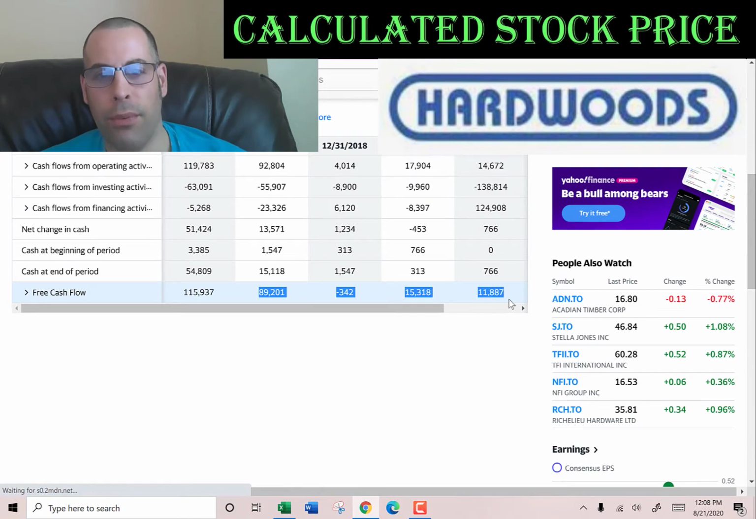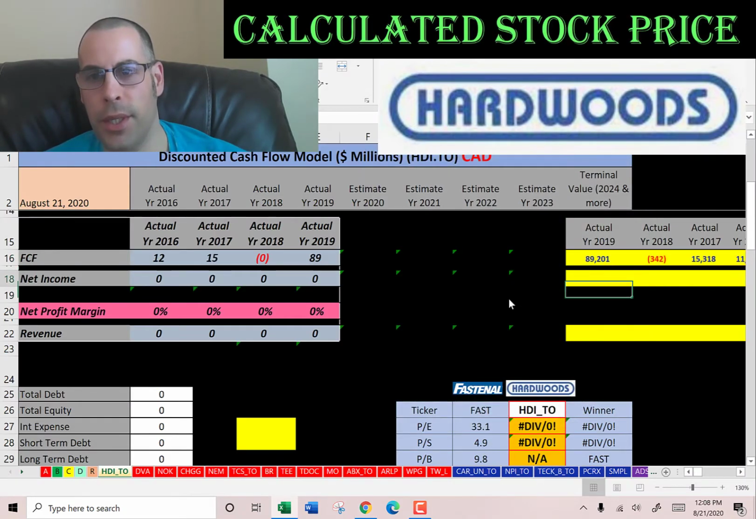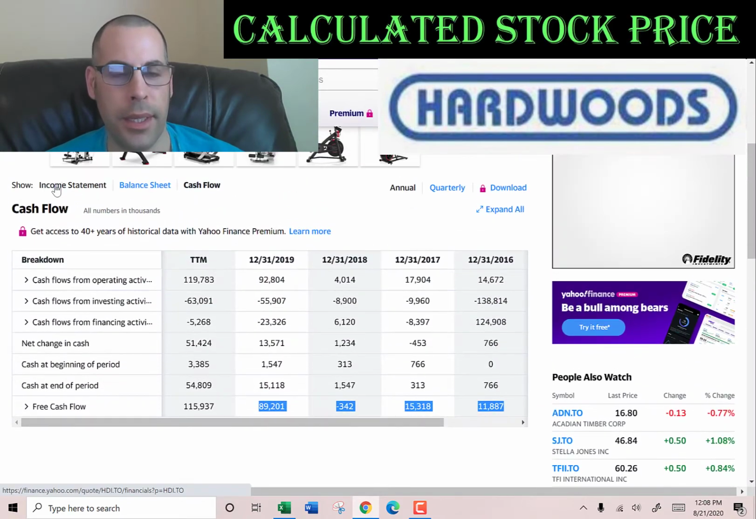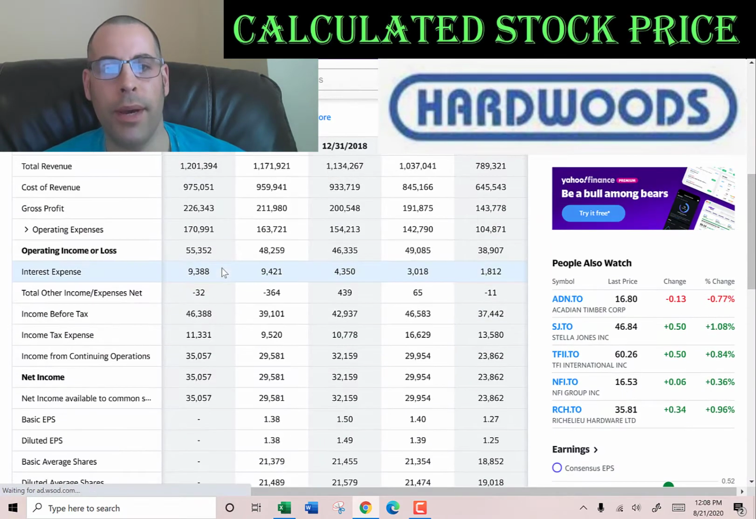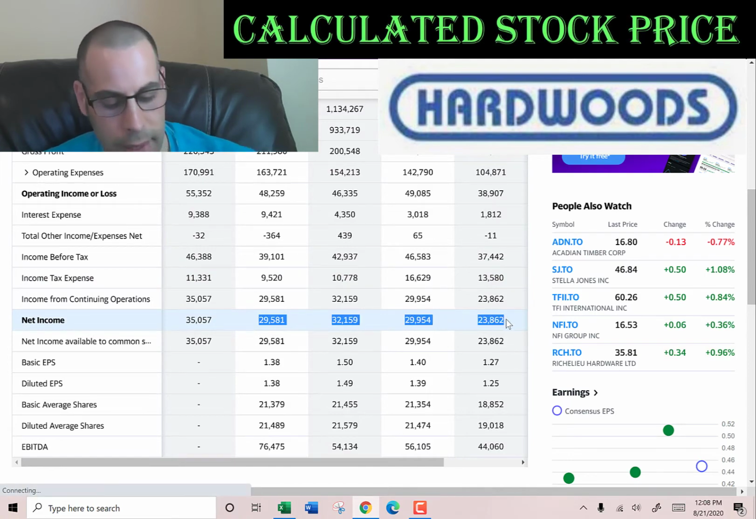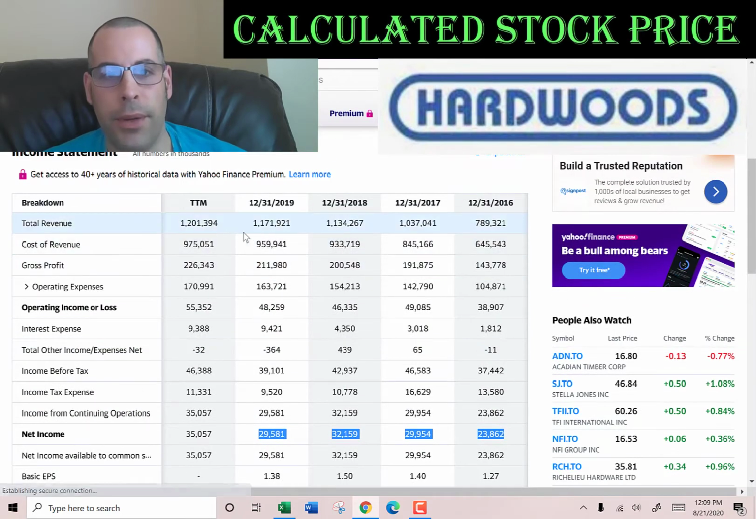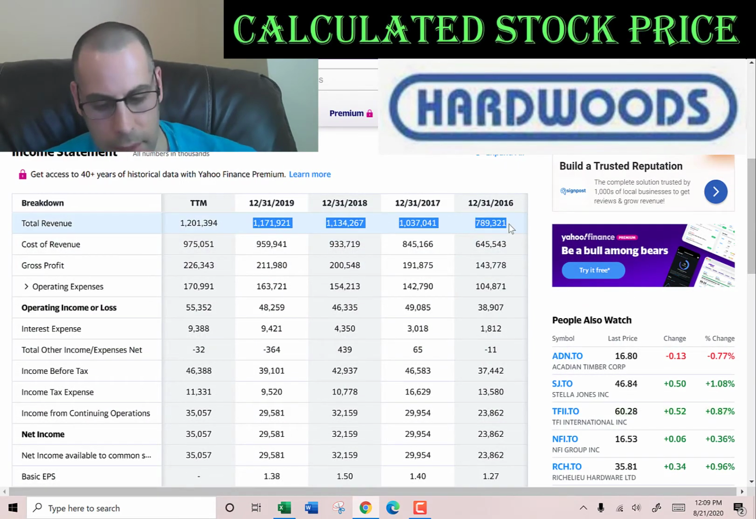Now I'm pulling the actual free cash flows. Free cash flow is cash flow from operations minus capital expenditures. CapEx is what you invest in property, plant, and equipment. Now I'm pulling their net income, which is a profit and loss on the income statement, and their revenue, which are the sales on the income statement.